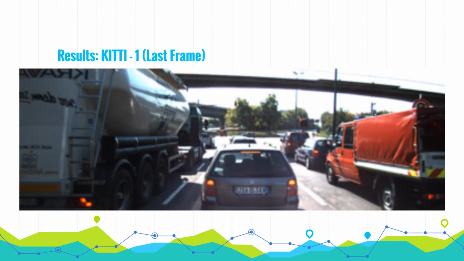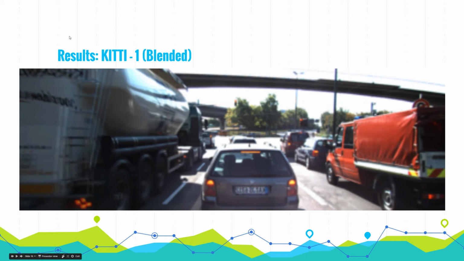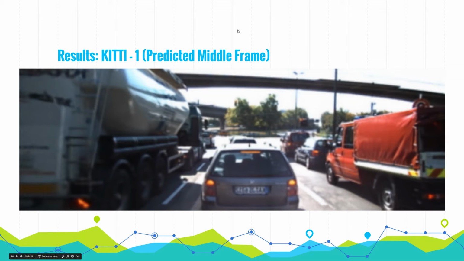And here's just sort of a naive representation of what the middle frame would look like if we just blended the first and last frame together. And so you can see it looks very messy on the left there, but now if we set those two frames through our network, we can get a much nicer looking image that fairly accurately predicts the middle frame.